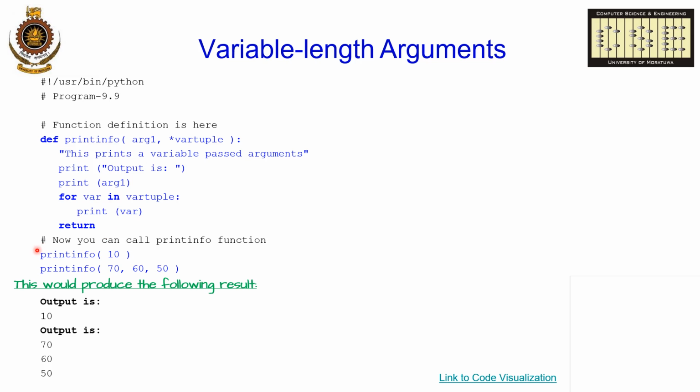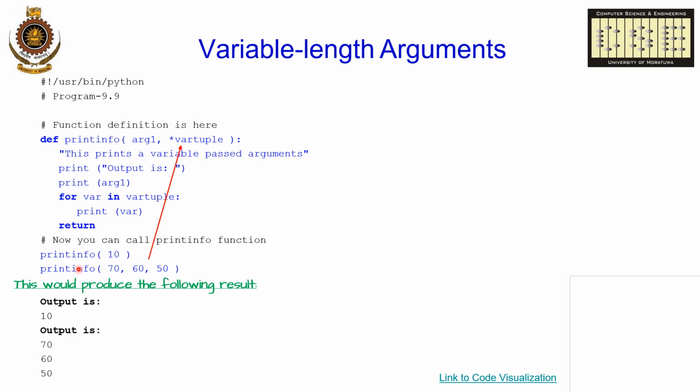And now we can call this function in this program. We first call it with just one argument. If it is just one argument, it will go into the required argument. That's why we have this output. Output is 10. You call printinfo 10, and it's printed like here. Var tuple does not have anything, so it's none here. That's why we don't have anything else printed.